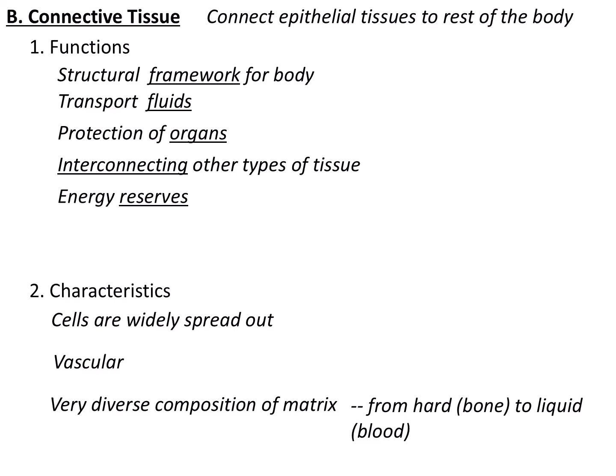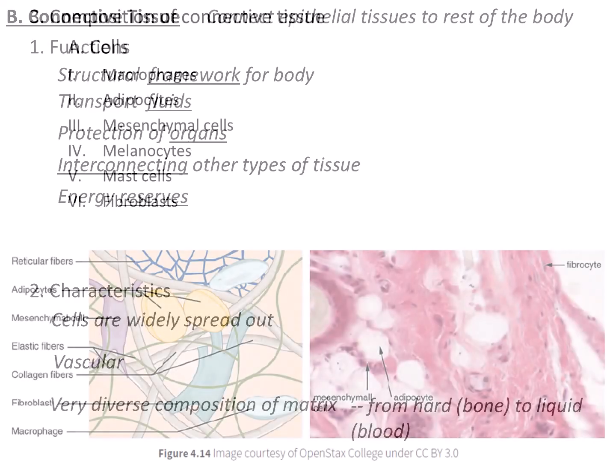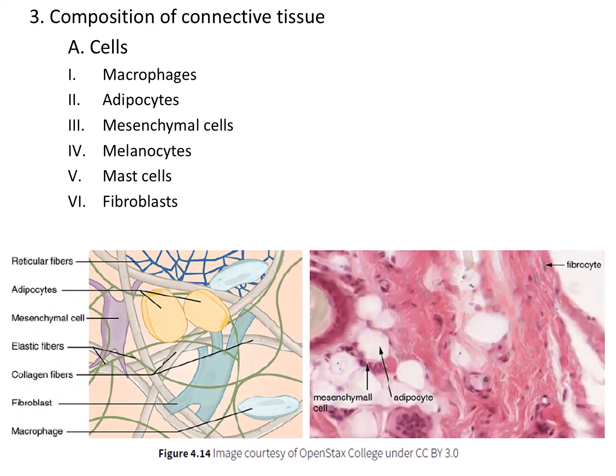Characteristics of connective tissue include cells that are widely spread out. This means there's a lot more extracellular material that surrounds the cells. Connective tissues are vascular, which means we will see blood vessels running through these tissues. Connective tissues are very diverse. The composition of matrix goes from bone, which is very hard, to blood, which is a liquid. There are many different types of cells that make up the various connective tissues found within the body.